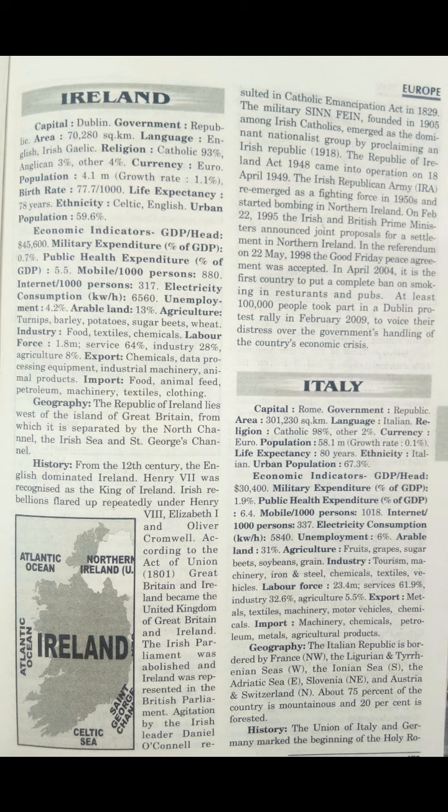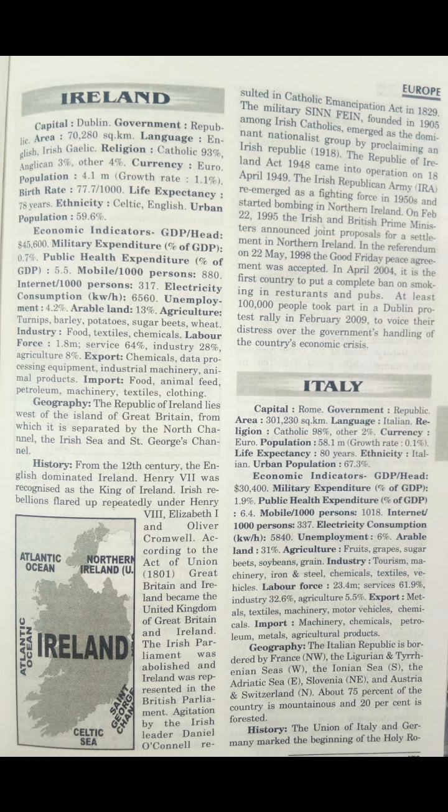Agitation by the Irish leader Daniel O'Connell resulted in Catholic Emancipation Act in 1829. The military Sinn Fein, founded in 1905 among Irish Catholics, emerged as the dominant nationalist group by proclaiming an Irish Republic in 1918. The Republic of Ireland Act 1948 came into operation on 18th April 1949.